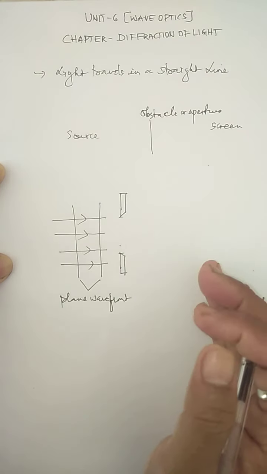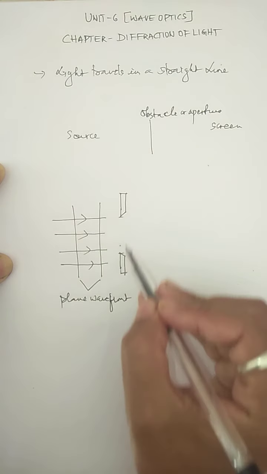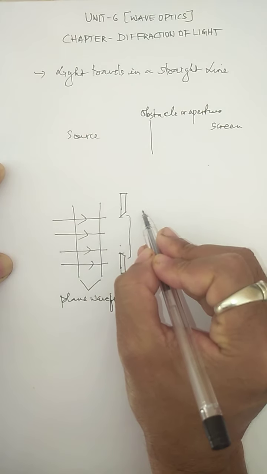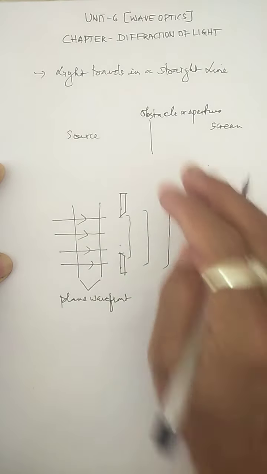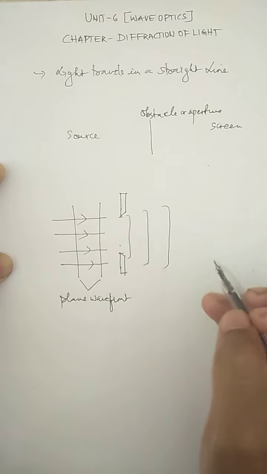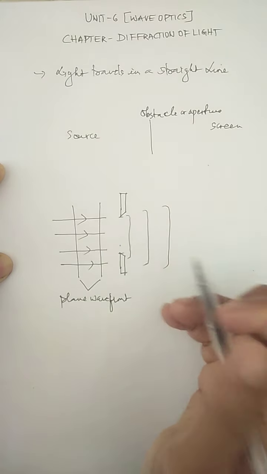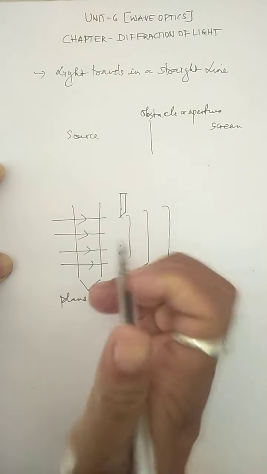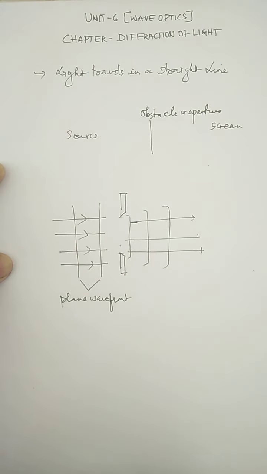Then what we observe is that there is almost negligible bending at the corner or the edges of the obstacle. That means light almost goes straight this way, as a plane wavefront. So the illuminated light from this slit is almost plane, and this wavefront passes almost straight, without much bending at the corner of the obstacle, so that light almost travels in a straight line.